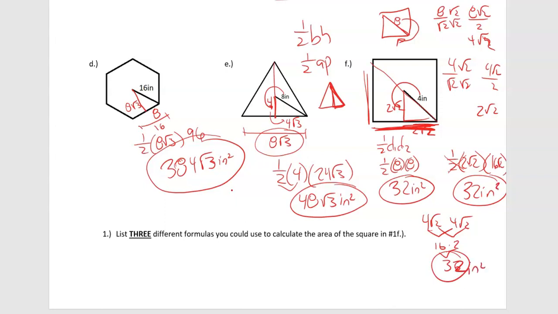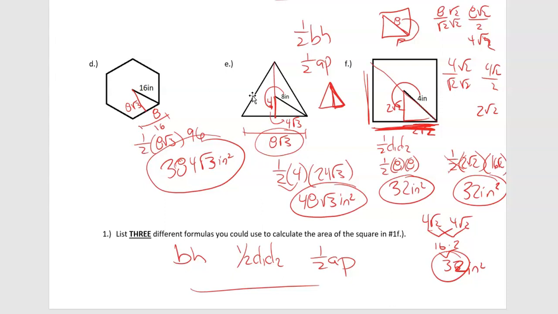Next, what are the 3 formulas you could use to calculate the area in 1F? You can use base times height. You can use 1/2 diagonal 1, diagonal 2, or you could use 1/2 apothem times perimeter. You could use any of those formulas.